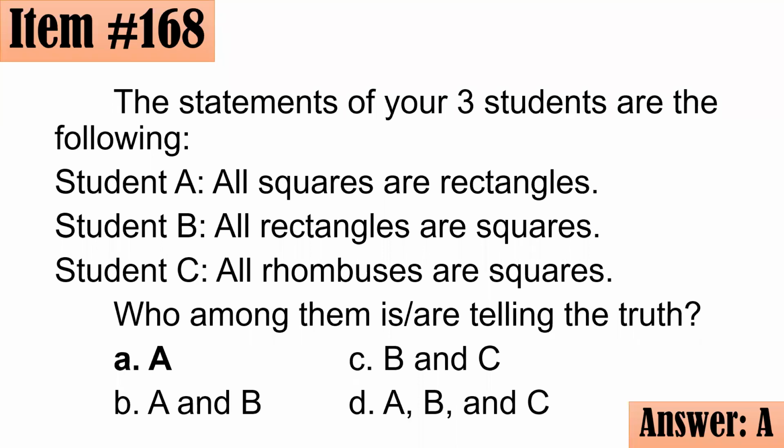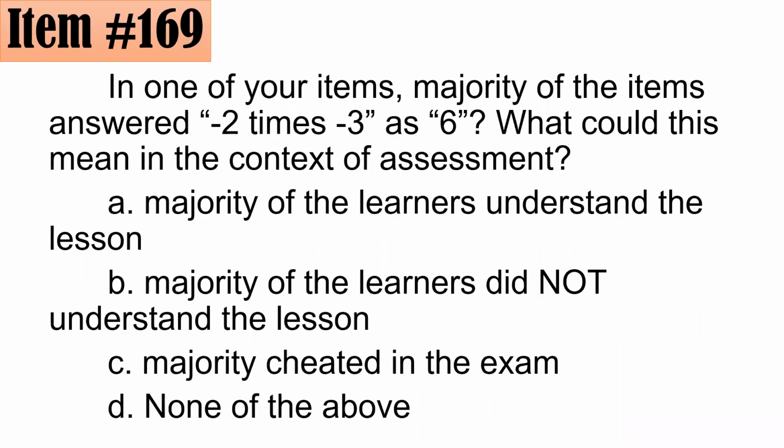All right, so far so good. 169. In one of your items, majority of the students answered -2 times -3 as 6. What could this mean in the context of assessment? Is it A, majority of the learners understand the lesson, B, majority of them did not understand the lesson, C, majority cheated in the exam, or D, none of the above?